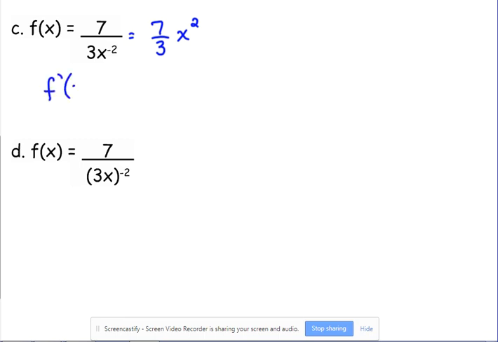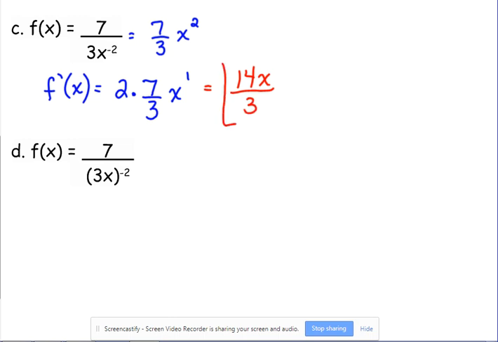So f prime of x, the derivative of f, is equal to, bring down the exponent, multiply by the constant in front, subtract 1 from the exponent. So when we clean it up, we have 14x over 3. I'm not going to move that back to the denominator. Even though in the original problem it was in the denominator, I'm going to leave it there unless the answer choices are just bizarre and they do have negative exponents.